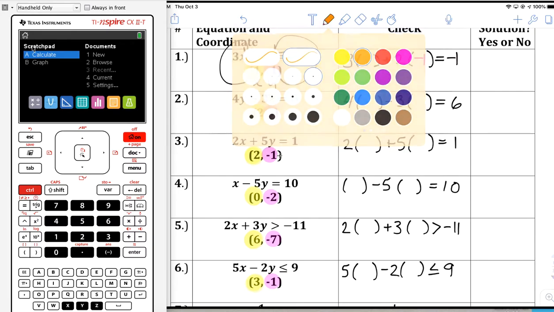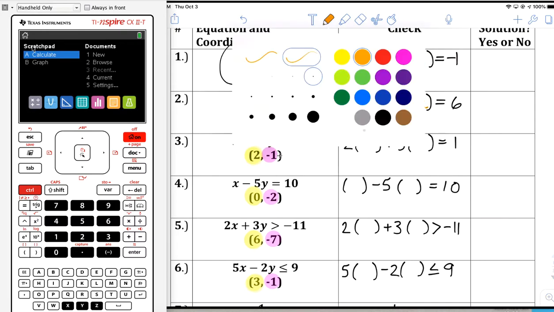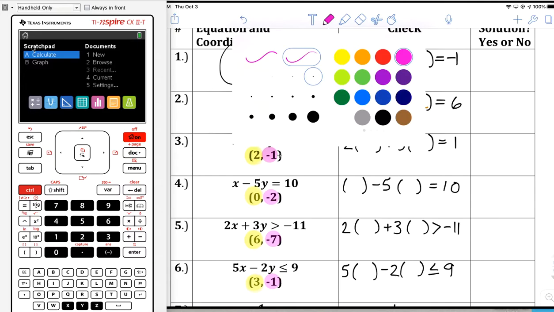Okay, so on problem 2, my x is going to go in where the x is. That's over here. Notice that my variables are switched around this time. The x is going next to the 3. My y number is going to come over here next to the 4 because that's where the y is. So I'm going to put a 3 next to the 4. Also notice that every time I plug them in, I'm putting them in parentheses. Okay, problem number 3.